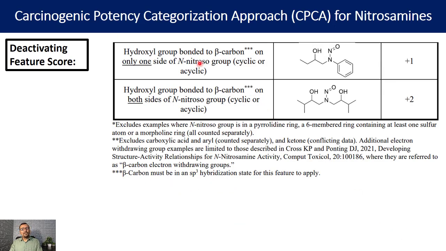Similarly, the hydroxyl group bonded to beta carbon, which may be present on one side or both the sides, can certainly also help in decreasing the potency. If it is on only one side, plus 1 is the score, but if it is present on both the sides of the beta carbon, then plus 2 is the score. So it's about the deactivating features, which functional groups are going to help us in decreasing the potency of this particular nitrosamine.